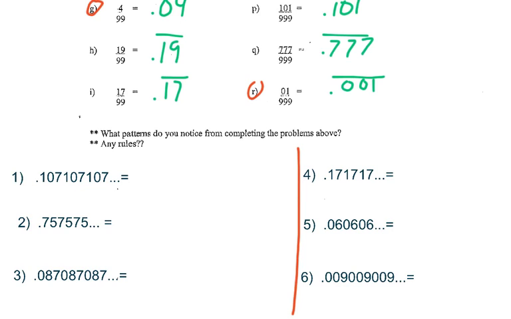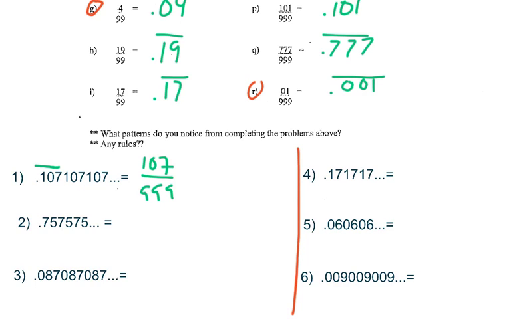So what I like to do is I like to identify what's repeating. So what I'm going to do, for example, number 1, I'm going to put a line over everything that repeats. So 0.107 repeats. Now, how many numbers is that repeating? That's 3. So I know I'm going to have 999 on the bottom because 3 numbers repeat. Then put whatever repeats in the numerator. So that's 0.107 repeating.